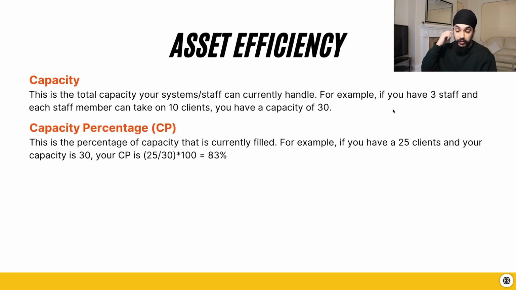Second thing is capacity percentage. This is the amount of capacity that's filled. So if your total capacity is 30, let's say, and you have 25 clients, then 25 out of 30 times 100 to get a percentage is 83%. So you're at 83% capacity. Maybe when you're at 90% capacity, you're like, okay, that's when I need to start looking at my next hire. And it makes it easier for you to understand.